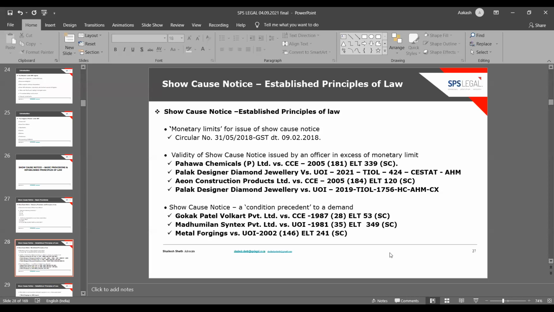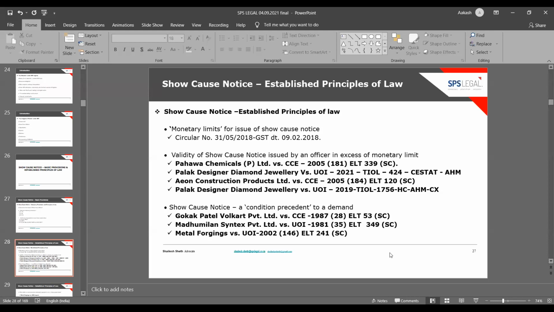This seizure had ultimately resulted in the issue of the SOCOS notice. The validity of this SOCOS notice was challenged on the ground of being in excess of the monetary limits laid down by the board circular of February 18. This challenge was dismissed by the Gujarat High Court in 2019, TIL 1756, High Court Ahmedabad, following Power Chemicals in the Supreme Court.